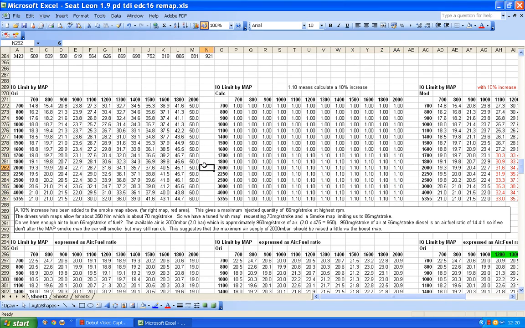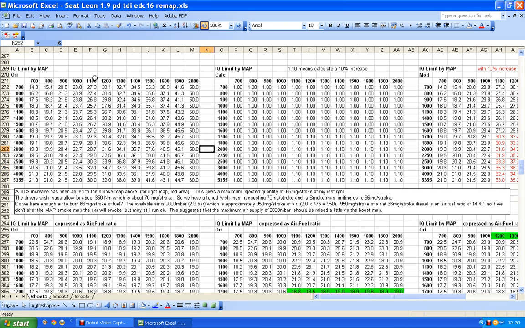Okay, in this video I'm going to take a look at the smoke map from my Seat Leon EDC16 105 brake horsepower file. Here's the original map, and this is the smoke map limited by manifold absolute pressure. There was another map, IQ limited by MAF, or mass airflow, which did not appear to be functioning, so I'm ignoring that one and I'm going straight to this one.